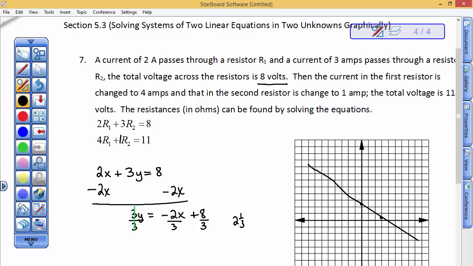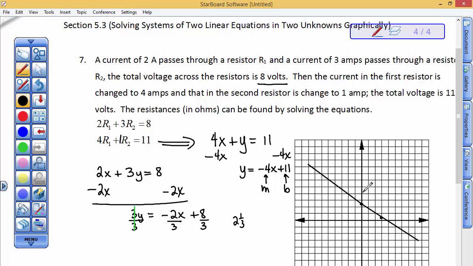All right, so let's now do the second equation. So let's call that 4x plus 1y equals 11. And then we'll subtract 4x from both sides of the equation, and we'll have y equals the negative 4x and the positive 11, because I like to see this in slope, m, and y-intercept, the b value, form. So I'm going to go up 1, 2, 3, 4, 5, 6, 7, 8, 9, 10, 11, which is right behind the arrowhead right there. That's where the 11 is on that spot.